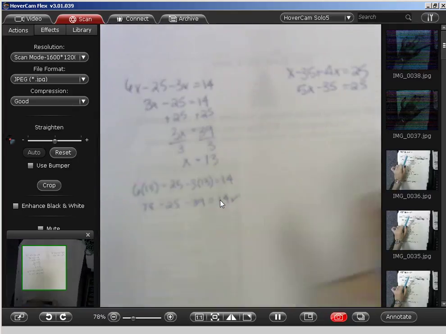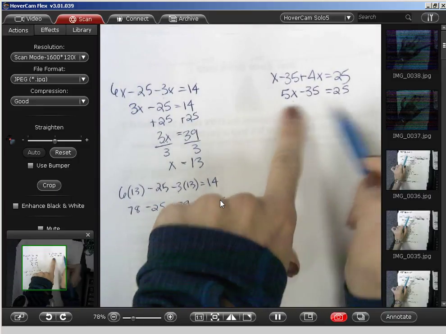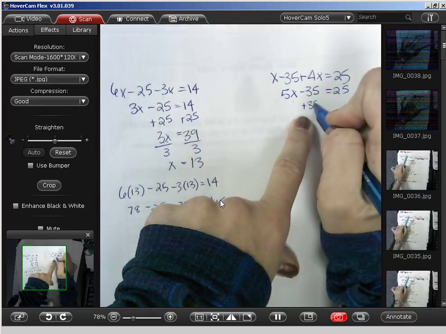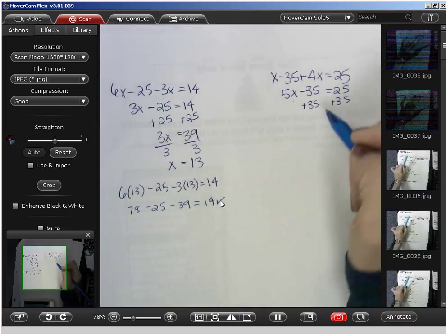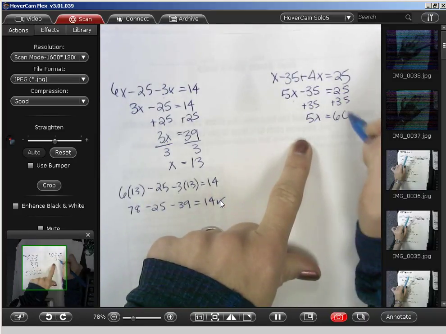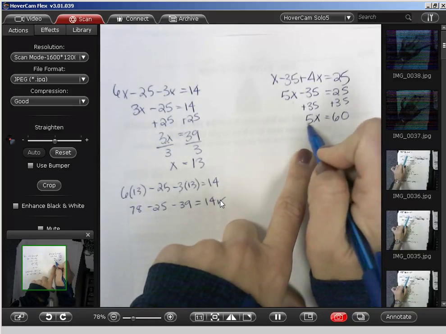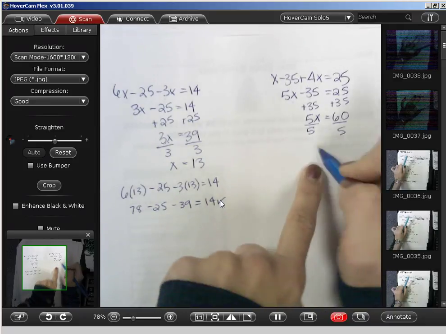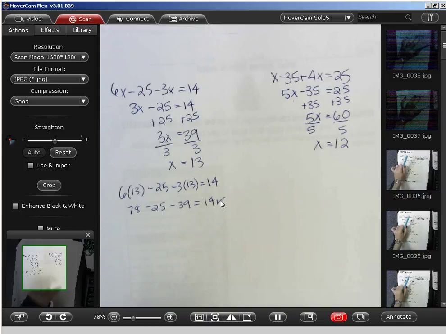Now I've got a normal-looking two-step equation. I see that this one is having 35 subtracted, so I'm going to do the opposite to cancel that out. Whatever I do to one side, I have to do to the other. This leaves me with 5x equals 60. Now I want to get to that x, and it's being multiplied by 5, so I'm going to do the opposite. Whatever I do to one side, I have to do to the other. 60 divided by 5 is 12.